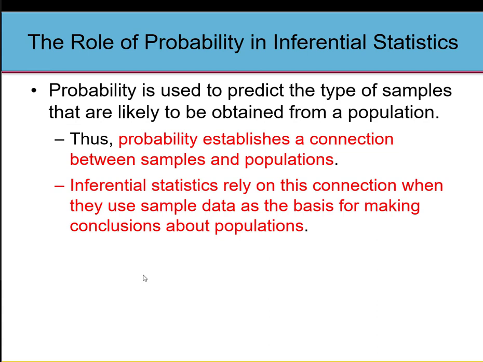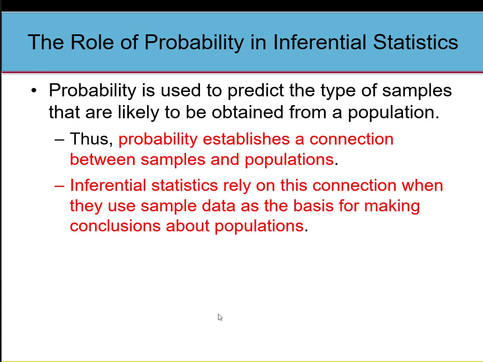The role of probability in inferential statistics is that it is used to predict the type of samples that are likely to be obtained from a population. It establishes a connection between our samples and our populations. And why do we need this? Well, like I've said many times, if we knew these measures of our population, we wouldn't need to take samples. We would just go get it from the population. But we don't. It's too costly.